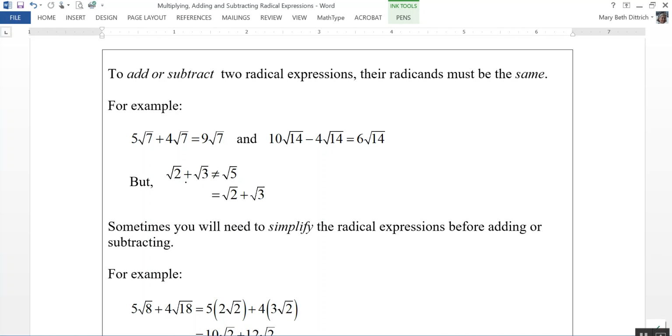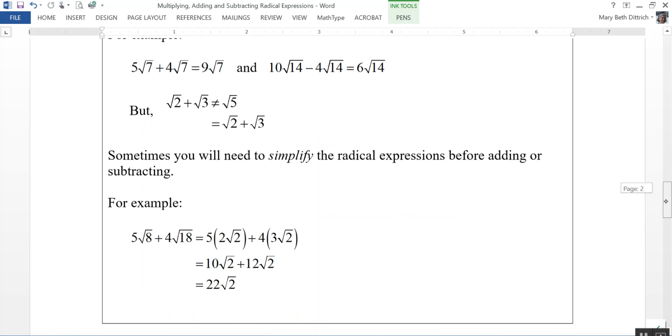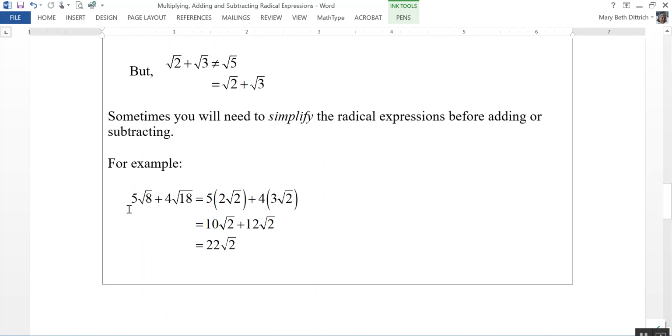Sometimes you'll need to simplify the radical expression before adding or subtracting. So for example, 5 times the square root of 8 plus 4 times the square root of 18. Well, I can simplify the square root of 8 to 2 square root of 2. I can simplify the square root of 18 to 3 square root of 2.